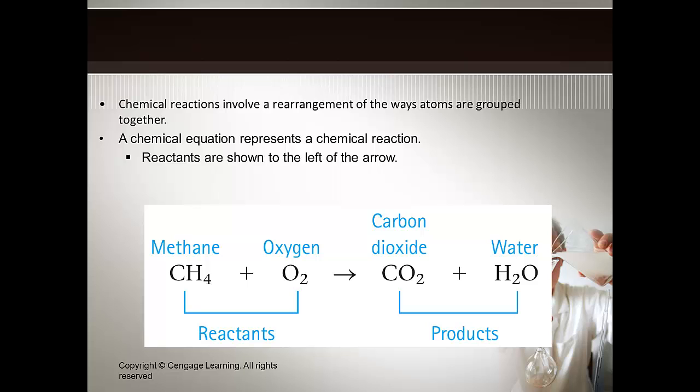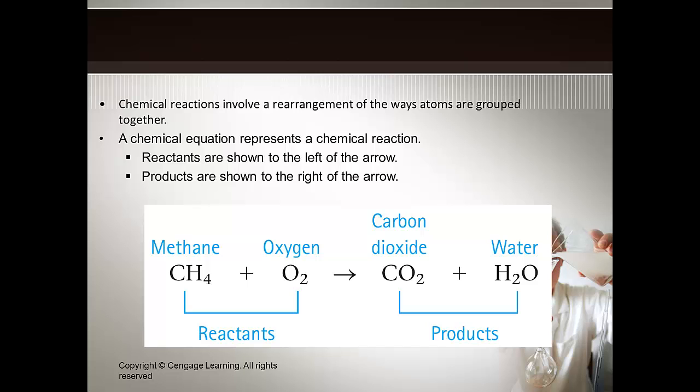Reactants are shown on the left of the arrow and products are shown to the right of the arrow. Very, very simple. So it shows that with the progression of time, methane and oxygen are converted into carbon dioxide and water. No matter has been created or destroyed. Okay, now hang on a minute.